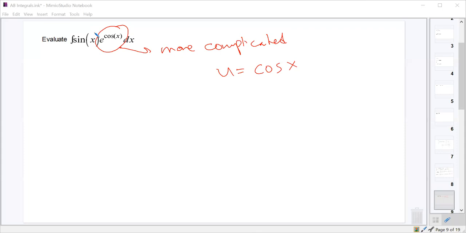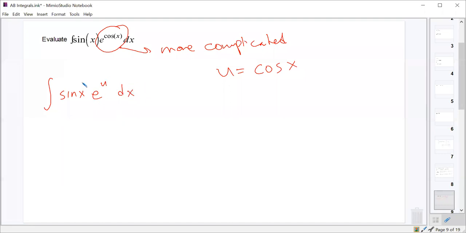All right, sorry about that. So we've got u is equal to cosine x. So now what I'm going to do is I'm just going to start rewriting this integral as sine of x, because that hasn't changed. And then I've got e to the u dx. Everyone good or no? Yeah. Okay.